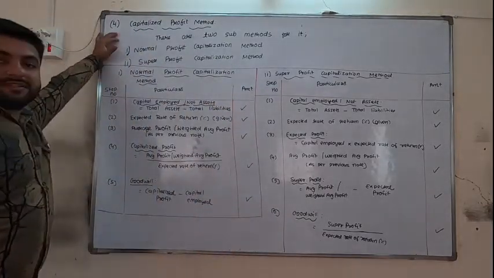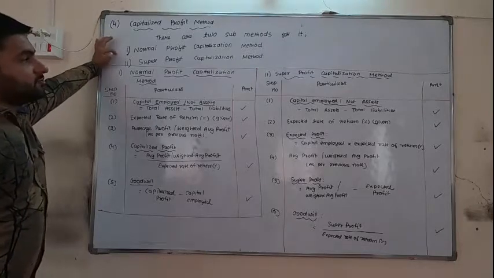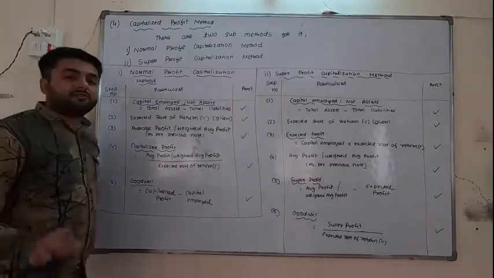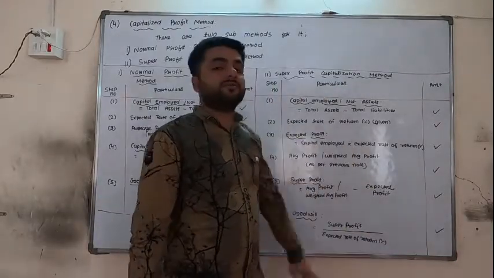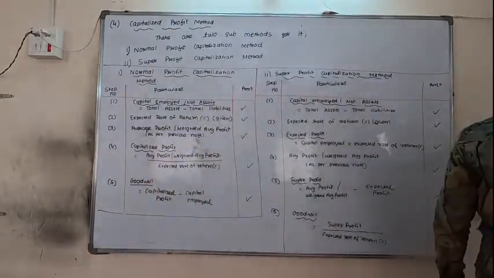So this is the last method, capitalized profit method. It has 2 sub methods. Formulas we have written. Now 2 sums are there. One is 10th sum of normal profit and 11th sum is of super profit. Then we will complete.